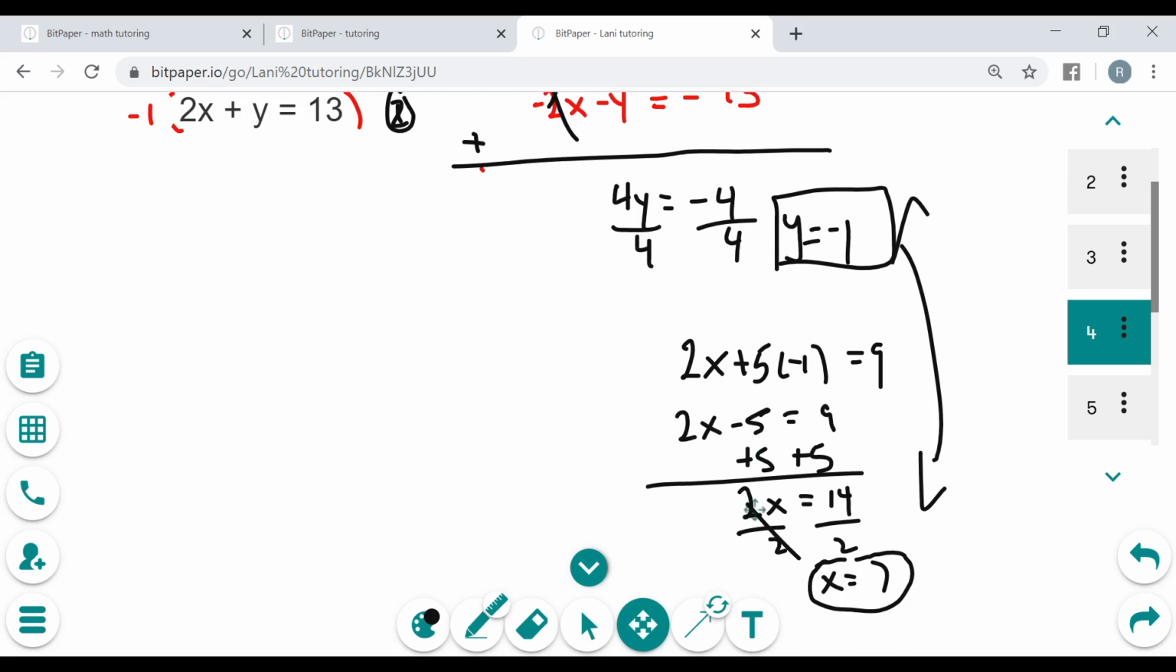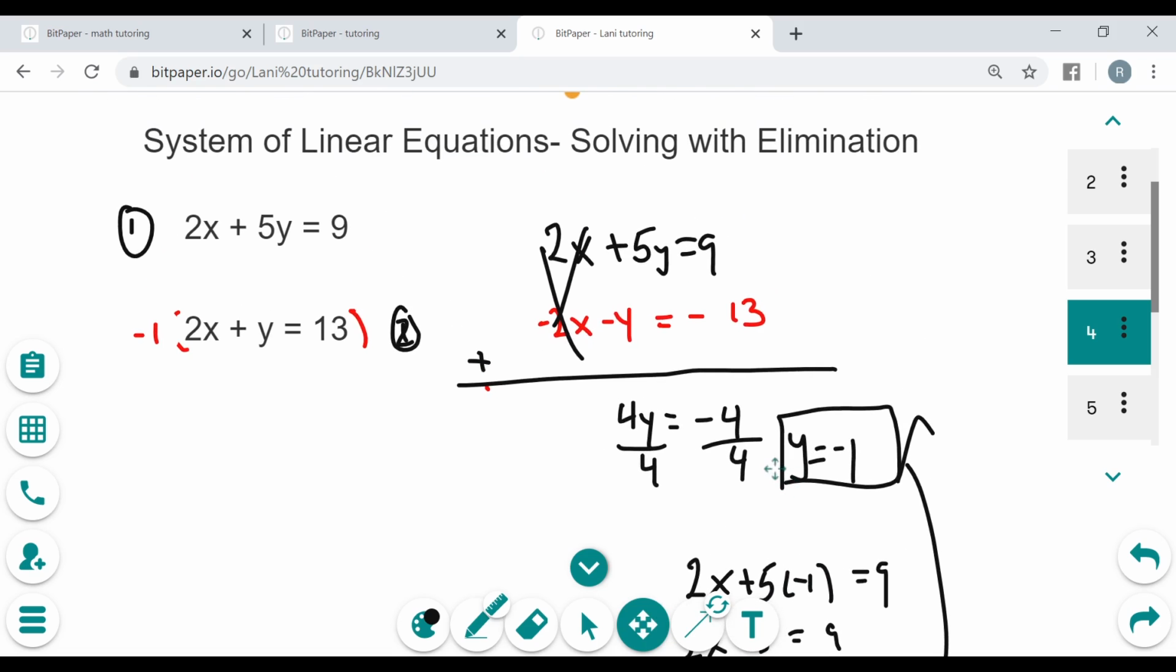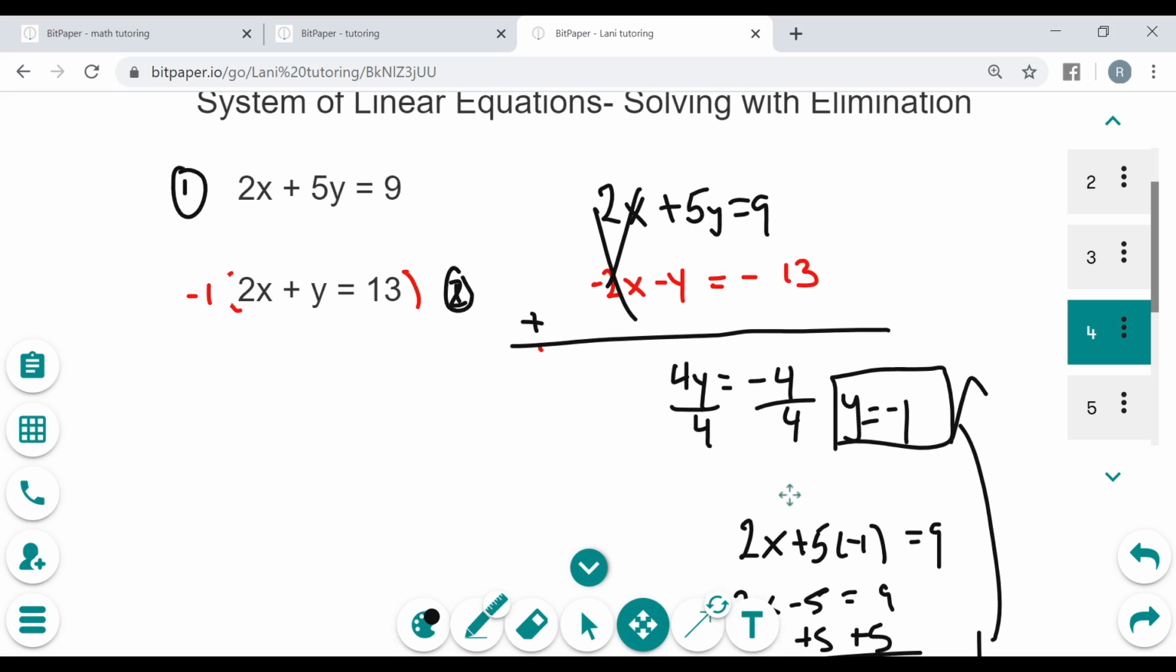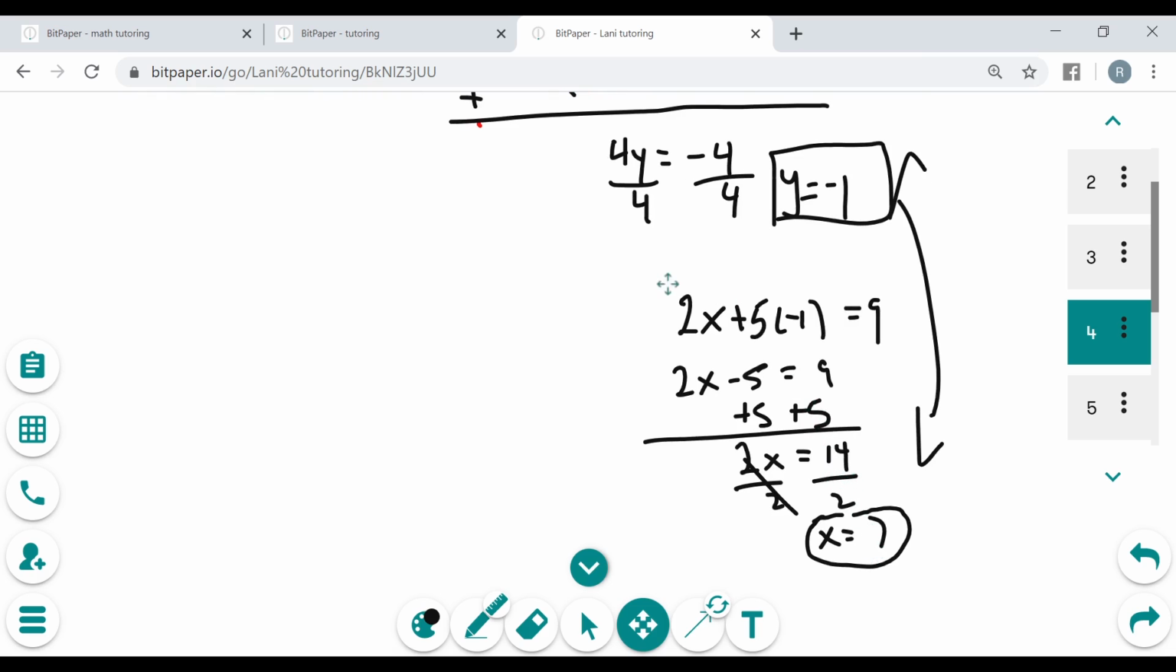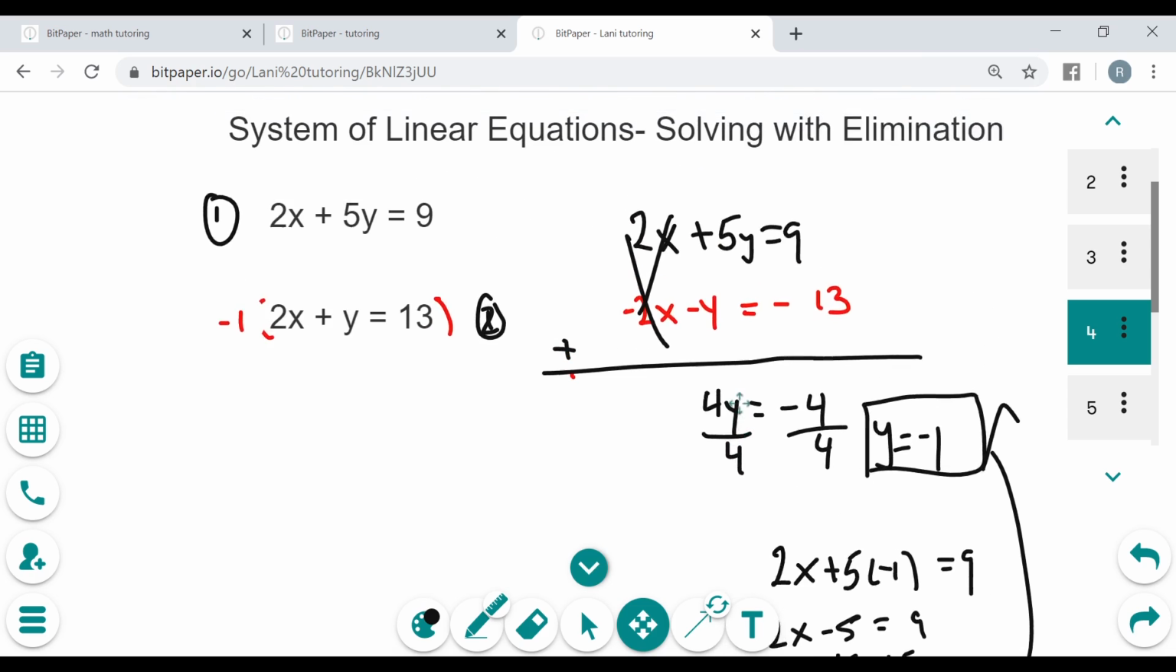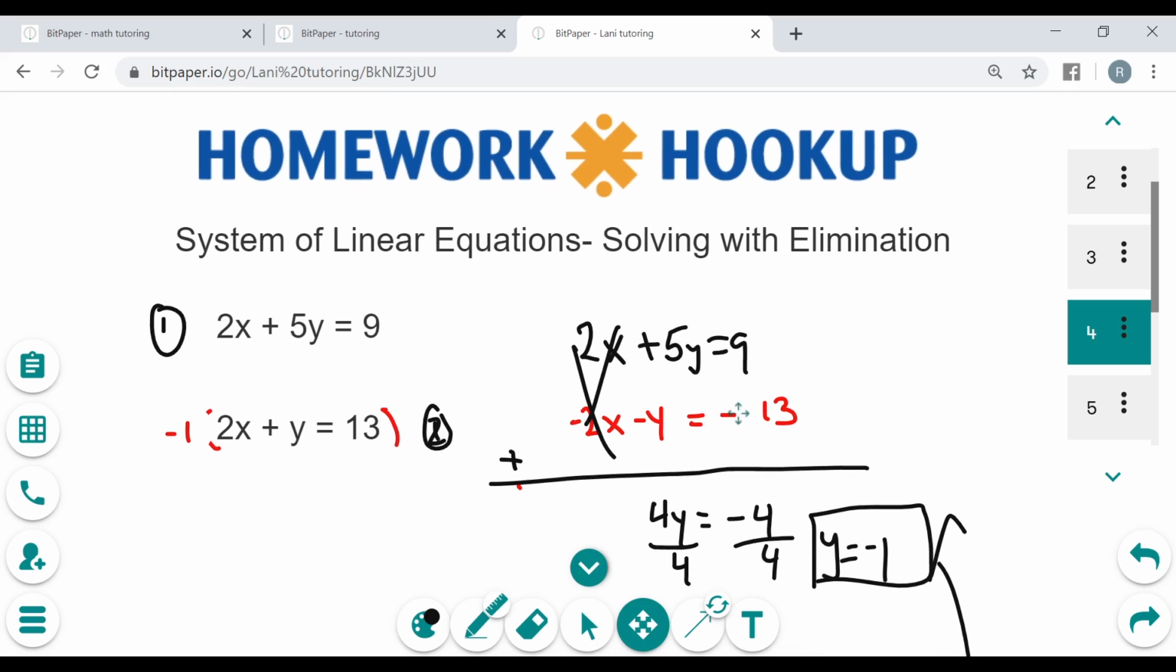The whole point of this is to solve the system of linear equations using elimination, and the whole thing is basically eliminating one variable so that you can solve for the other one. We eliminated x so we can solve for y, and then we plugged y back into one of the original equations to get x. And that's pretty much it. That's how you solve these problems. Hopefully this was helpful.